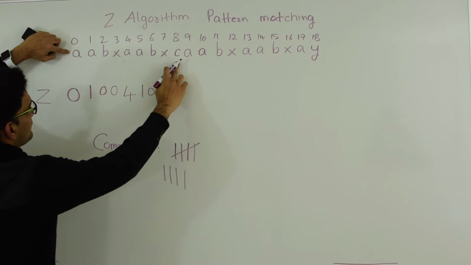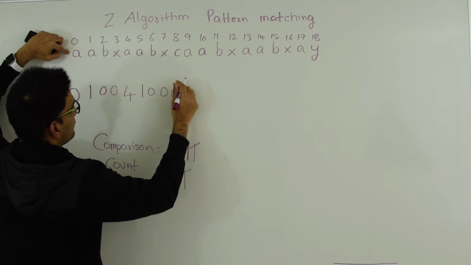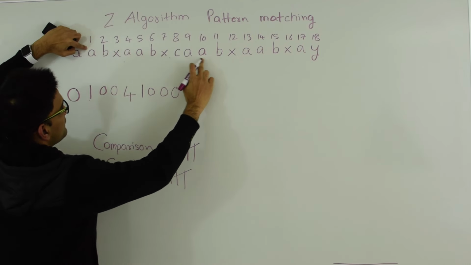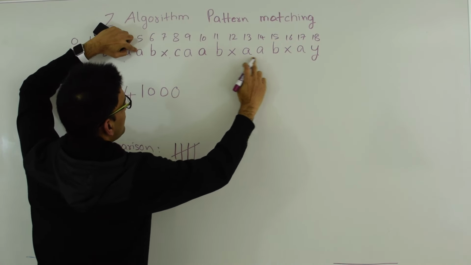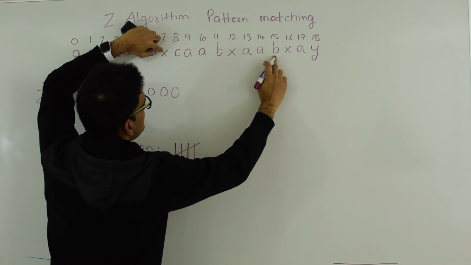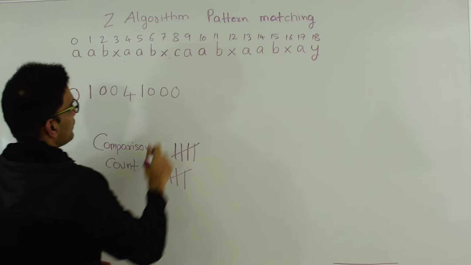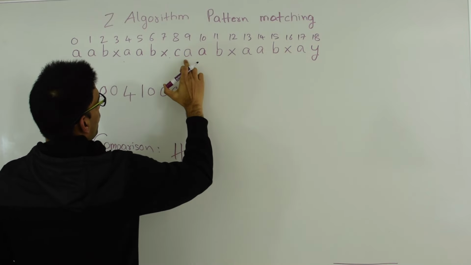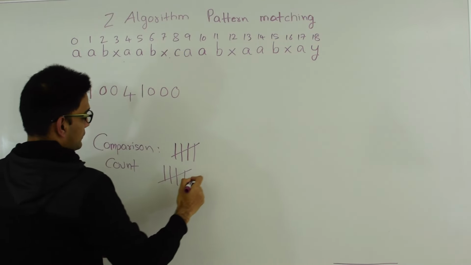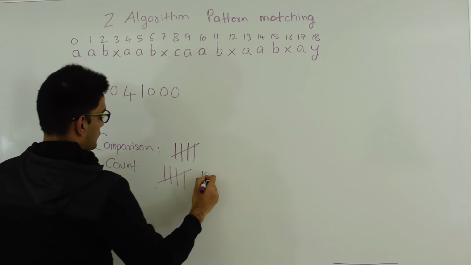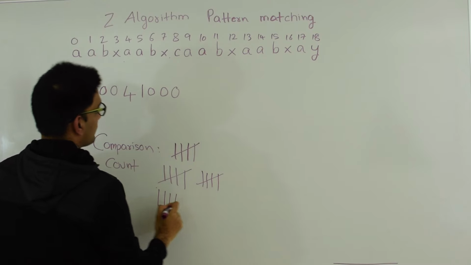This C and this A is not same, so we did 1 more comparison and this value is 0. This A and this A is same, A is a match, B is a match, X is a match, A is a match, A is a match, B is a match, X is a match, and C and A is not a match. So from here to here we did 1, 2, 3, 4, 5, 6, 7, 8 and 9 comparisons.